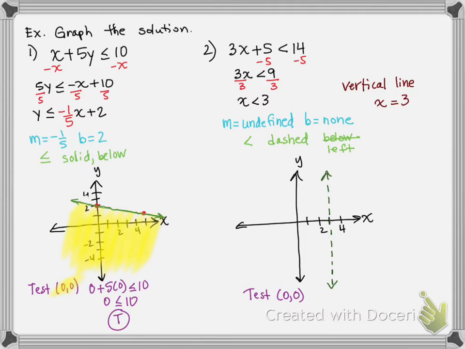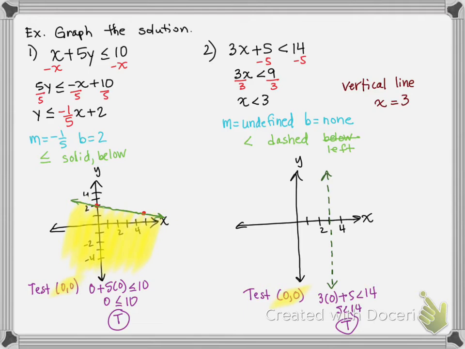So let's see what happens. So I go back to the original. 3 times 0 plus 5, is that less than 14? And I get 5 is less than 14. That's true. So that says, yep, you're going to shade where 0, 0 is.